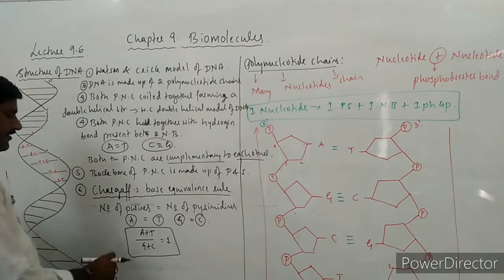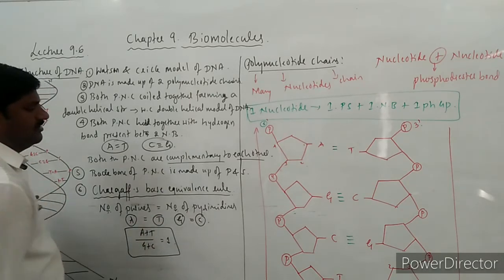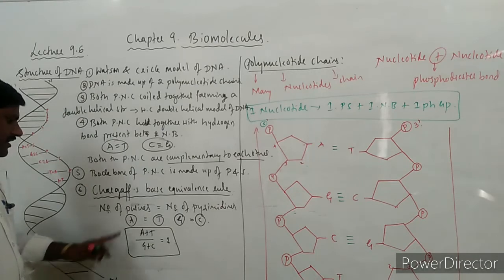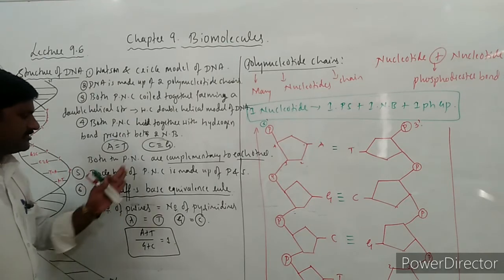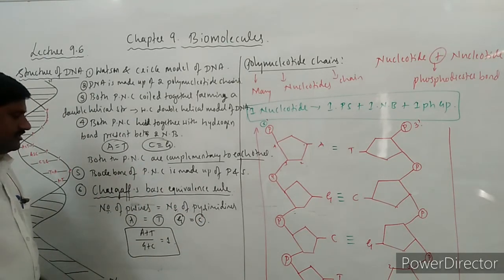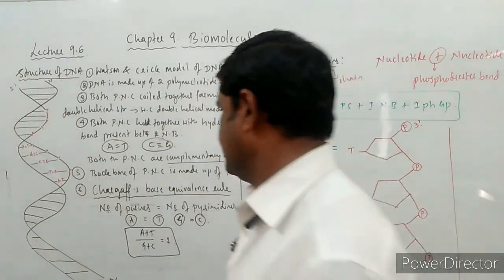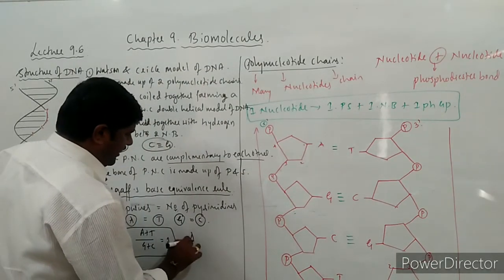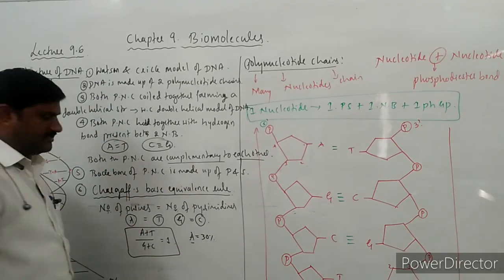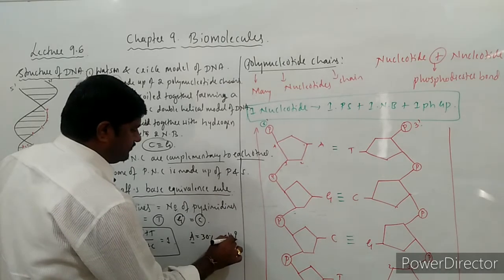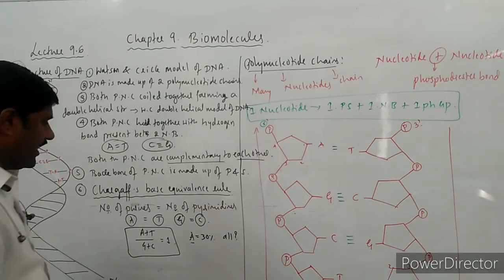Number of A is always equivalent to number of T. Number of G is always equivalent to number of C. A and G are purines, T and C are pyrimidines. Number of purines is always equivalent to number of pyrimidines. Based on this, some questions arise in the NEET examination. For example, if A equals 30%, what about all the others? How do you answer?